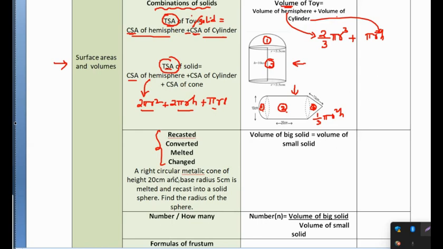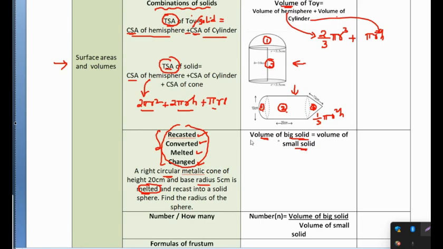This question, a right circular metallic cone of height 20 centimeter, base radius 5 centimeters melted. These words are very important. That's the reason why I highlighted this word, recasted, converted, melted, changed. Whenever these words are used in the question, we have to use the volume formula, students. Volume of big solid is equal to volume of small solid.